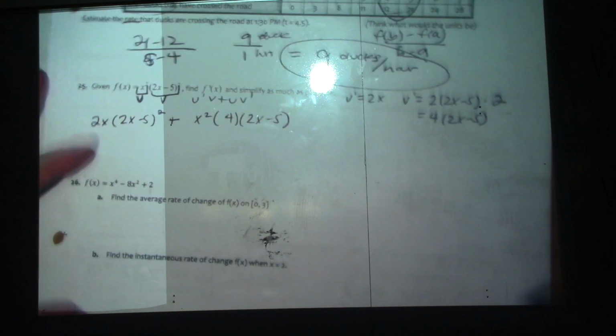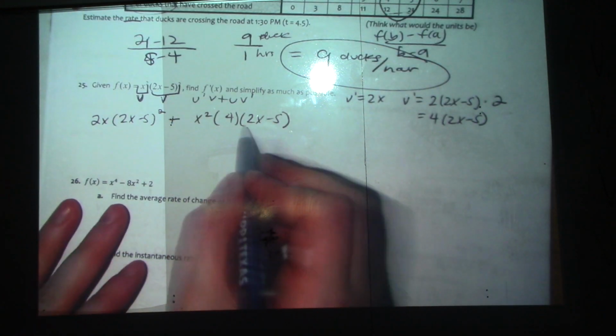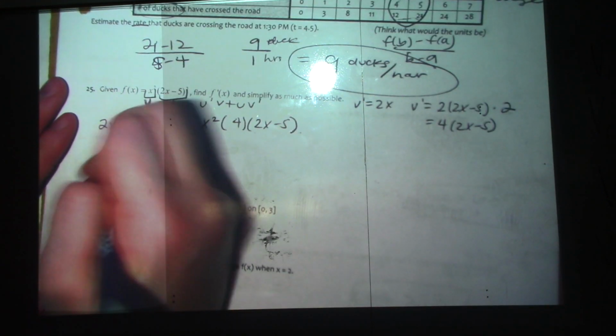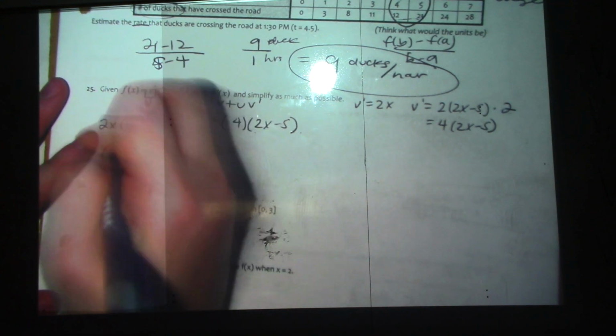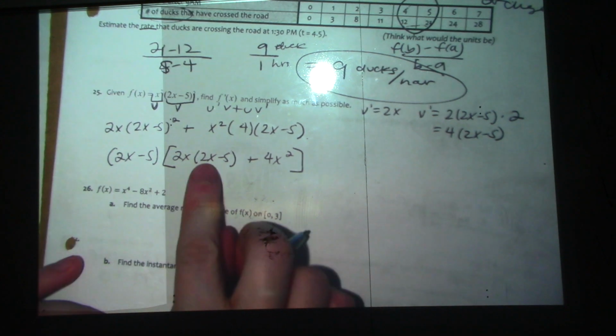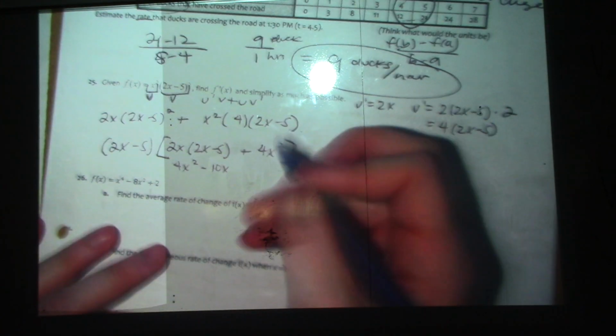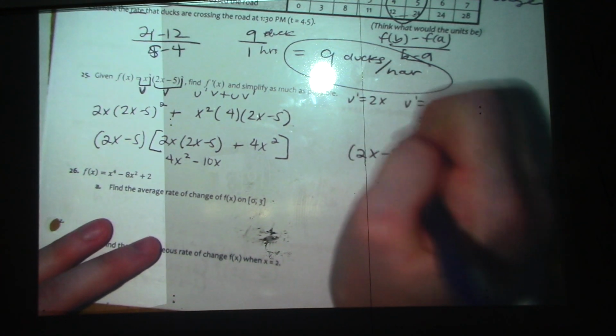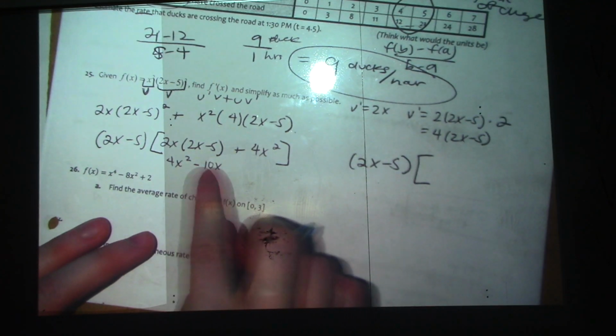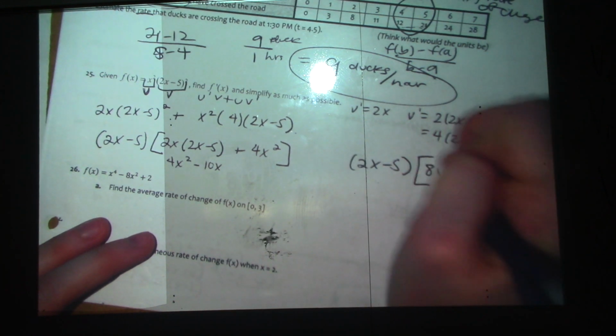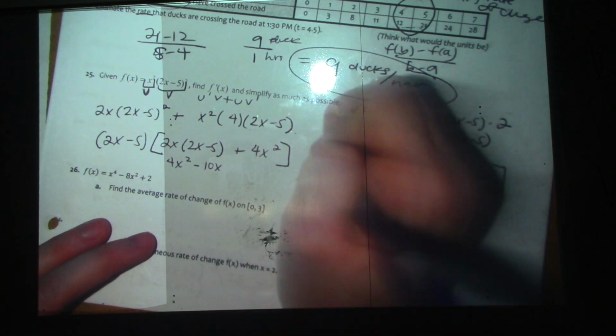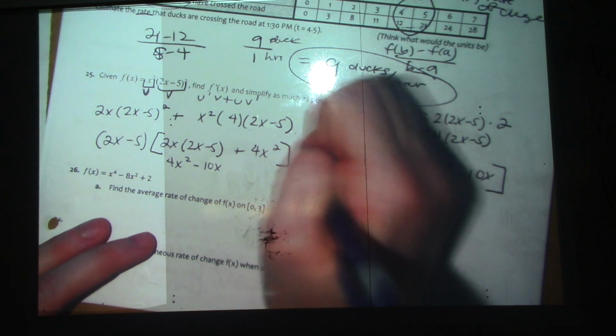How did I simplify this? I looked and said 2x minus 5 is in both of these, so I'm going to pull the 2x minus 5 out. That would leave me with 2x times the other 2x minus 5 that got left behind, and then here I'd be left with the 4x squared. And then this just becomes 4x squared minus 10x. I'll rewrite it: 4x squared minus 10x plus 4x squared would become 8x squared minus 10x. And then this would be my f prime.